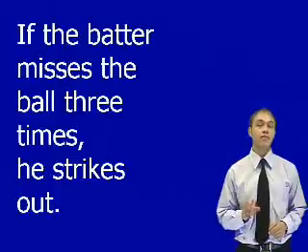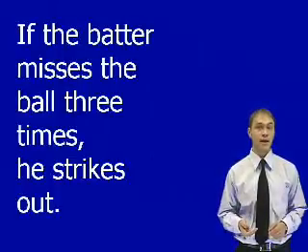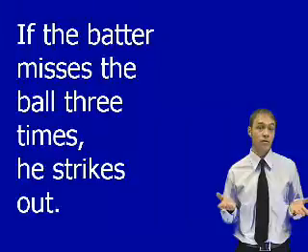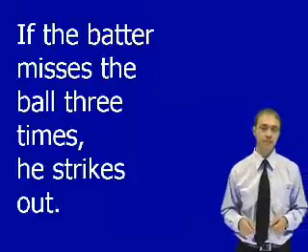Let's think of a sport. How about baseball? I'll give you some hints and you try to make a conditional sentence. The batter is up at bat. He misses the ball 3 times. Tell me what the rule is for batters that miss the ball 3 times. If you said, if the batter misses the ball 3 times, he strikes out, then you are correct.